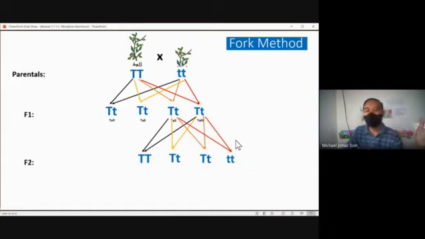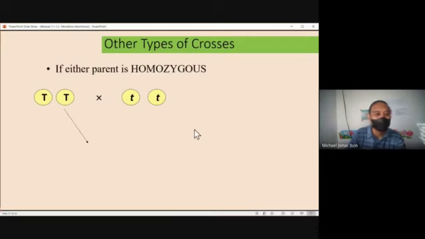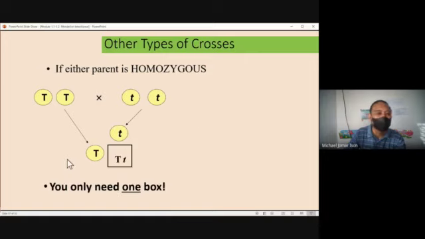So using the fork method, now you will be able to get that it is a 1 is to 2 is to 1 ratio. So it's quite easy if you're going to be using the fork method. You just have to make sure that the letters being combined are correct. Okay. Now there are other types of crosses. How about if you have already done this homozygous cross? You just combine them, and you only need one box for this one, because it's the same as we have shown a while ago.